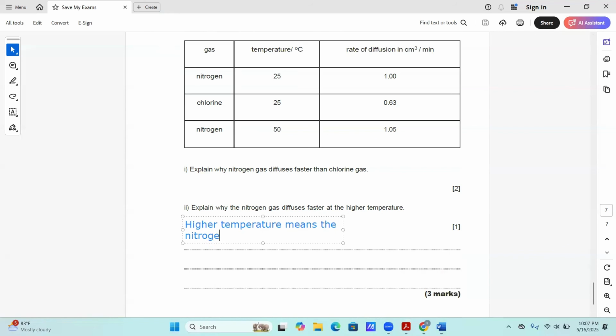nitrogen molecules have more kinetic energy. Therefore, they diffuse faster.